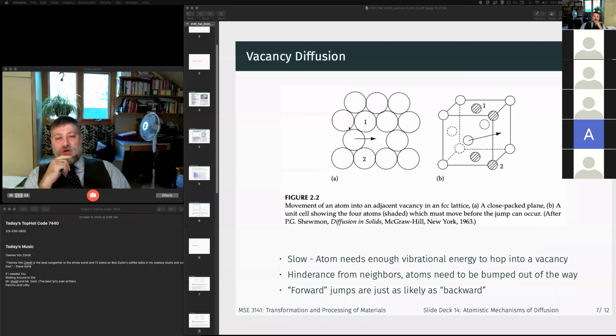Right? But diffusion in this situation is generally slow. Most atoms don't have a vacancy next to them. So the atom will only move as fast as the number of vacancies that we have, right? And in the case of self-diffusion, forward jumps are just as likely as backward jumps, right?